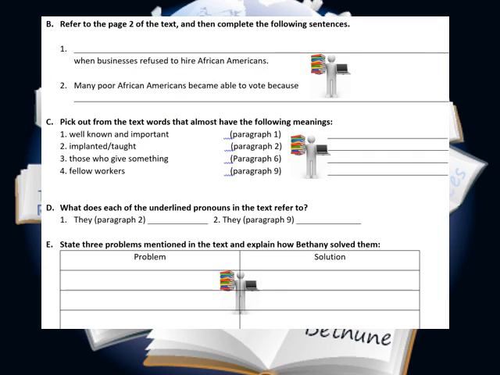Go back to the text and refer to page 2 and complete this sentence. So it's like a cause-effect relationship. You have to tell me what happened before this or after because of this. So when businesses refuse to hire African Americans, how can we make this sentence correct? Yes. Bethune and her colleagues joined marches against Washington. Beautiful. Bethune and her colleagues joined marches.